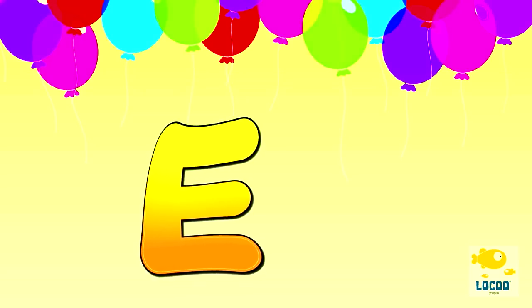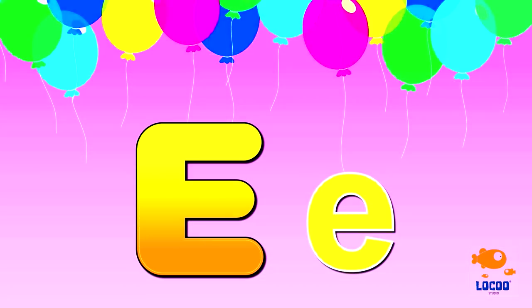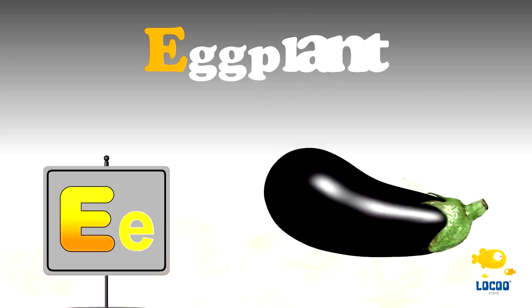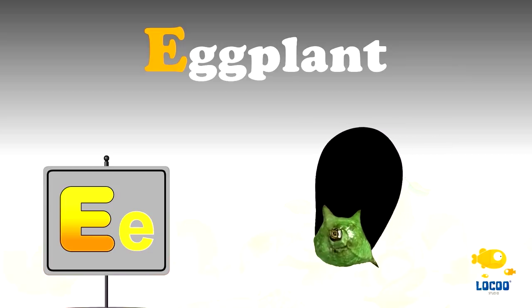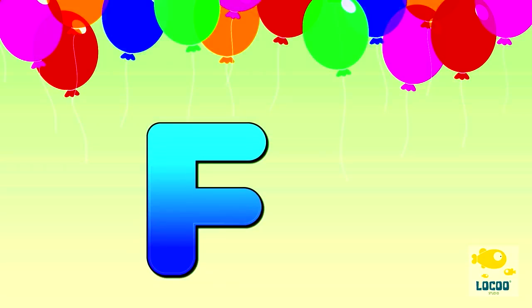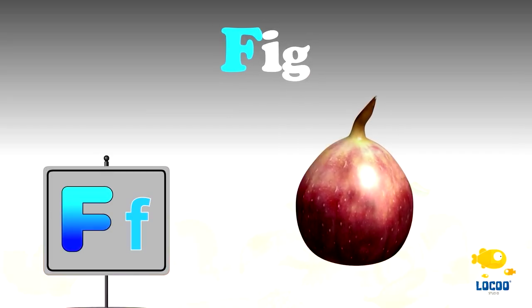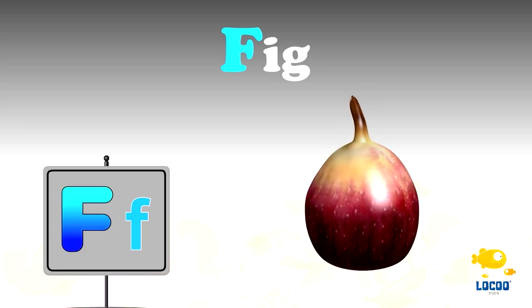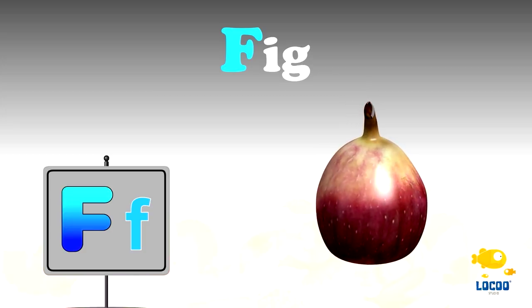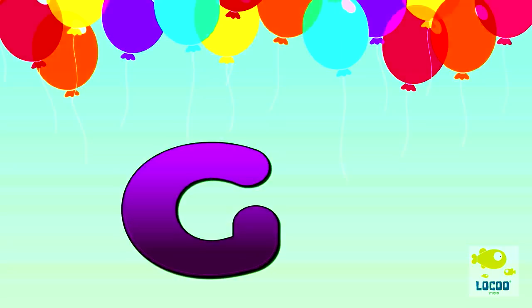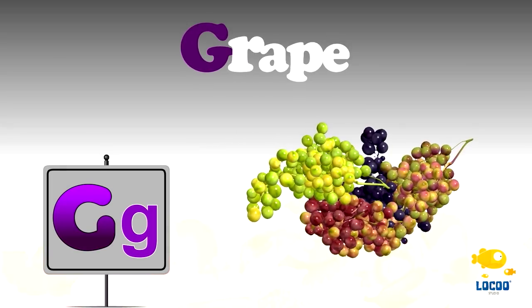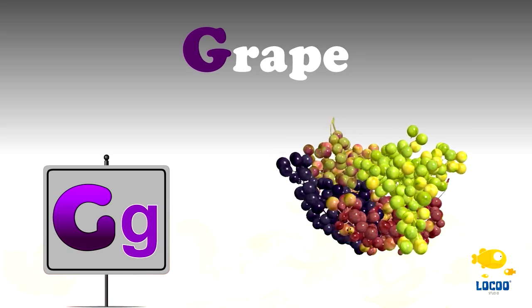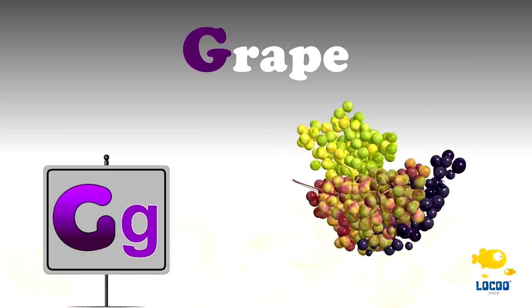E. E is for eggplant. F. F is for fig. G. G is for grape.